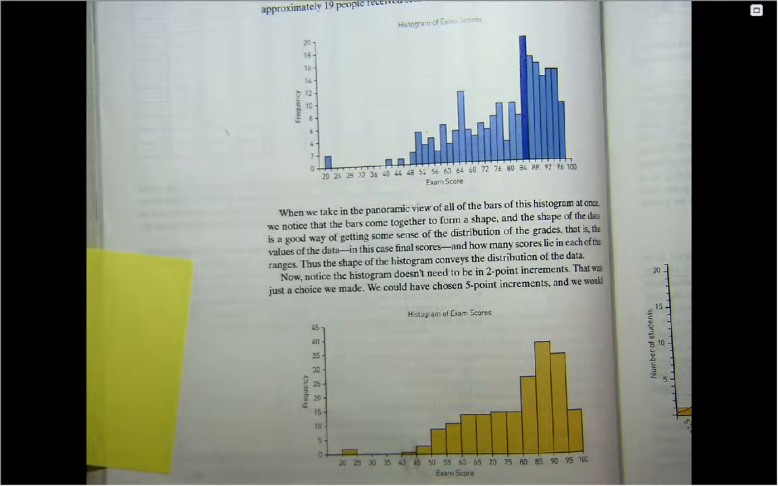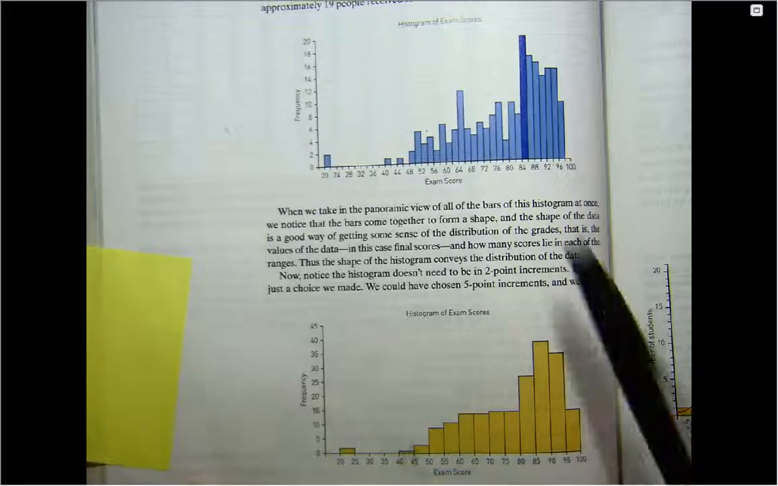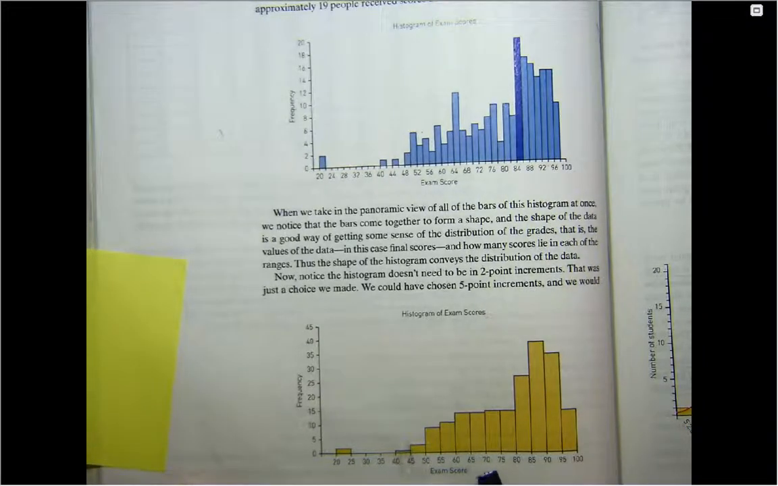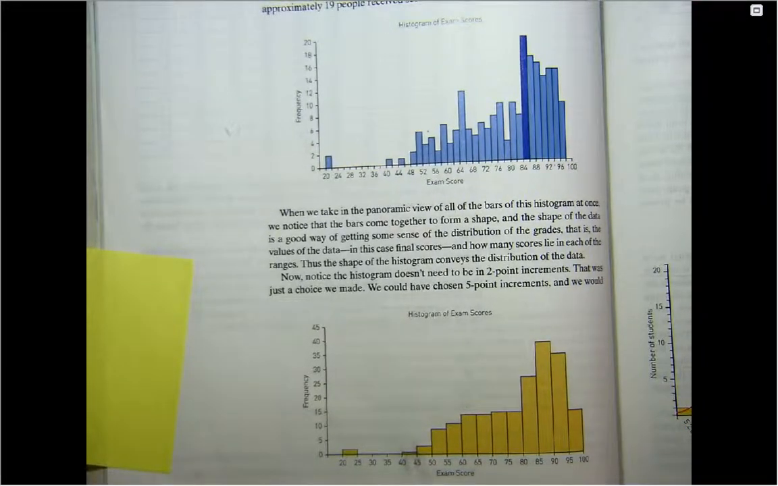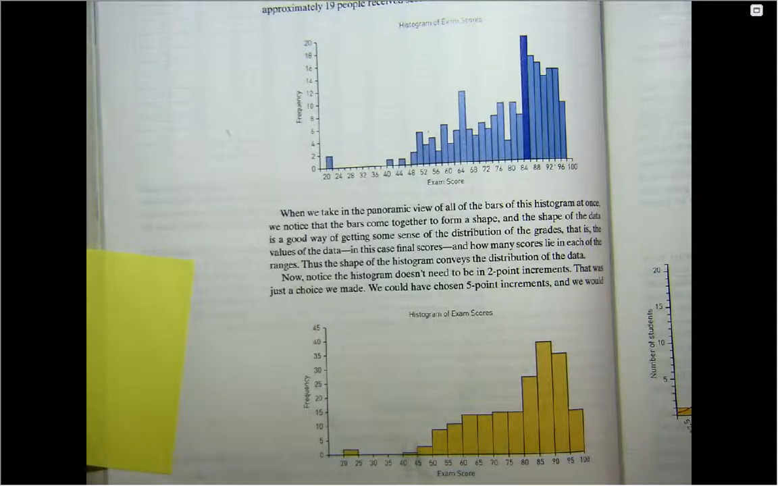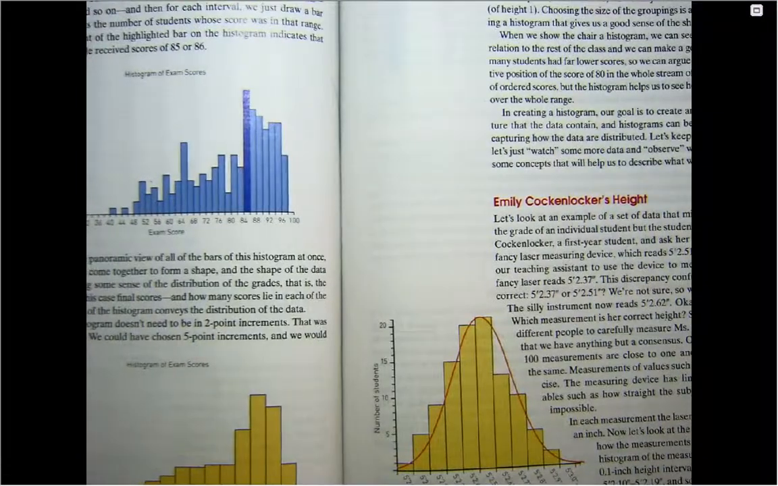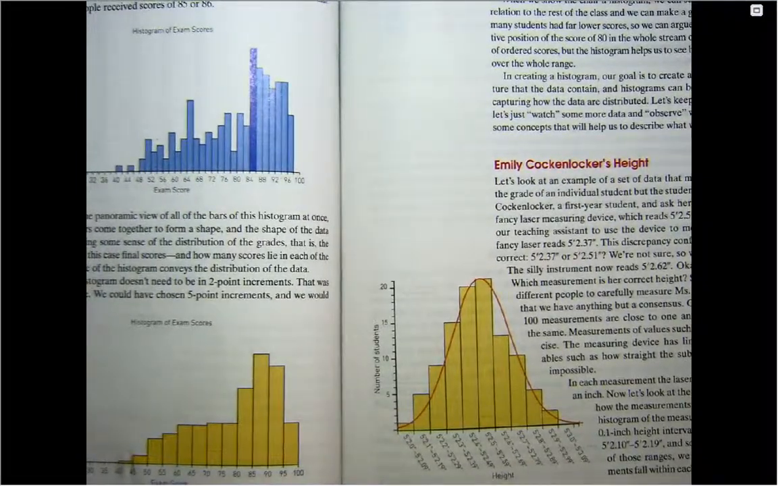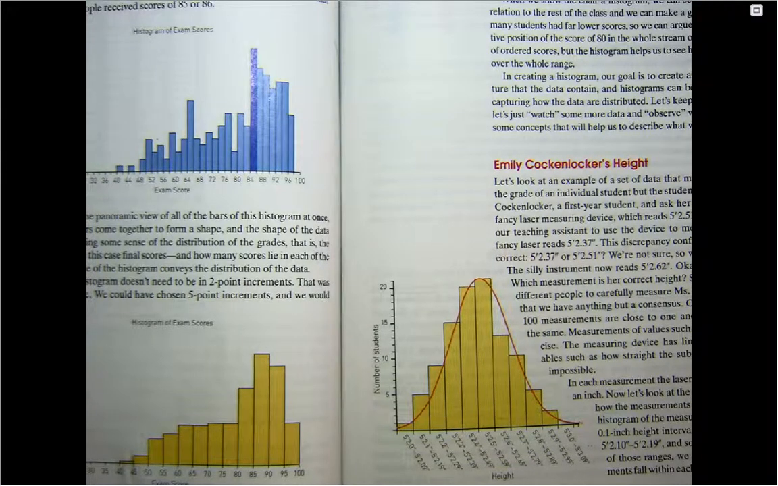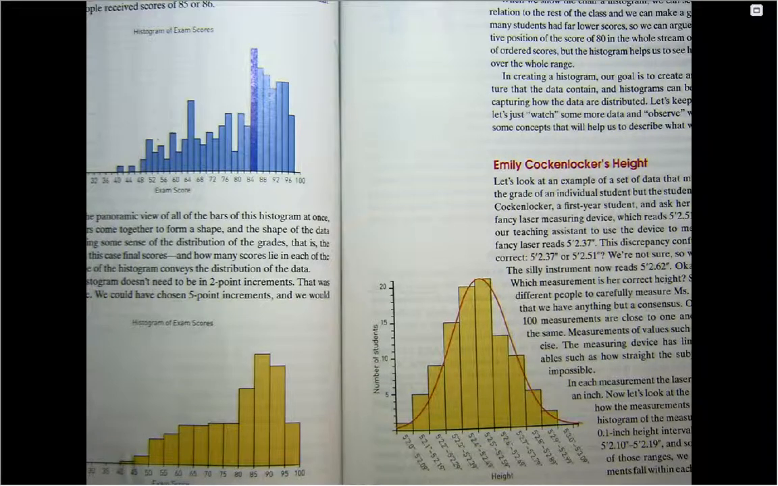So on the top, the scale is by 2s. On the bottom, the scale is by 5s. So you yourself would have to think about, what am I trying to show? What would be most useful to me? Now, if you look at this histogram, this is a histogram showing heights. They measured a particular student, one student, something like 100 times, but they never got the exact same height, not very often. So these heights are measured in hundredths.